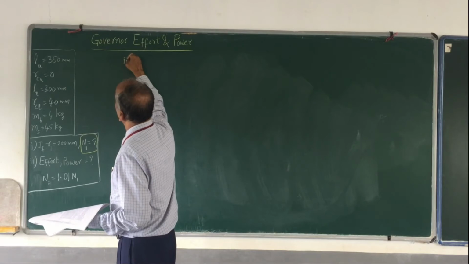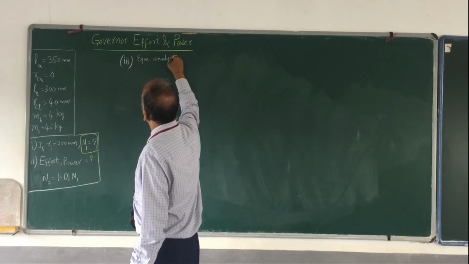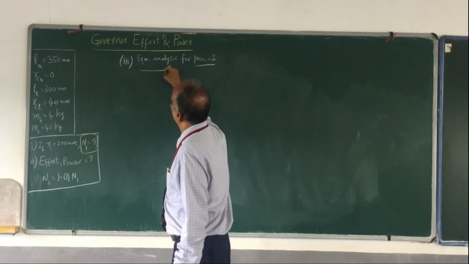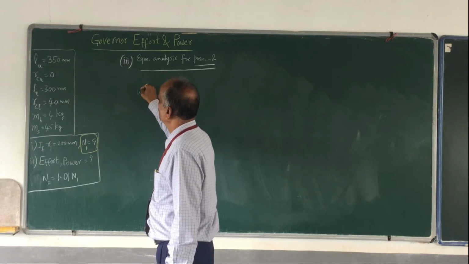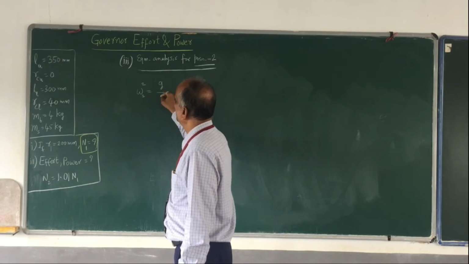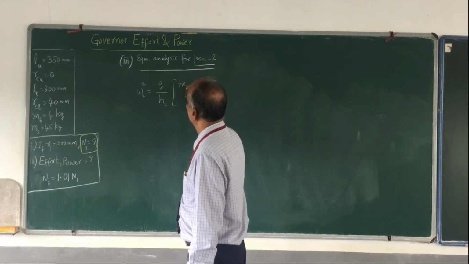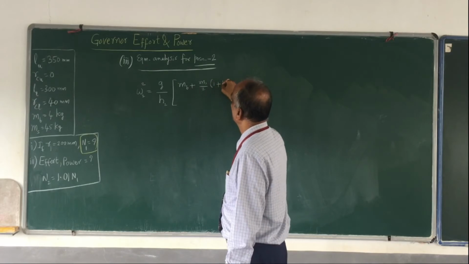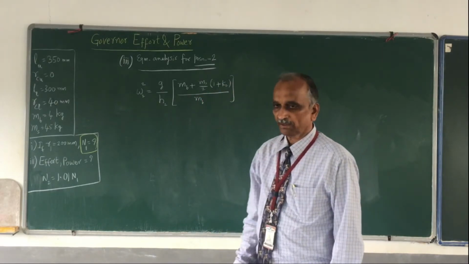I hope you understand now why I have written in general the three steps. Equilibrium analysis for position 2. Position 2 of what? Of the sleeve. So now let me write down the equation. Omega 2 square, second position, therefore second speed. Omega 2 square is equal to G divided by H2, into bracket MB plus MS by 2, MS by 2 into bracket 1 plus K2, divided by MB. Right? This is the equation.